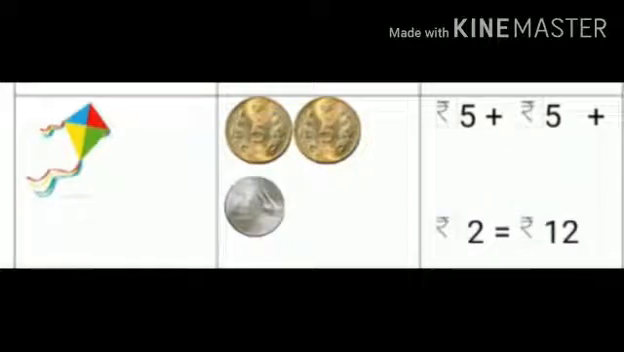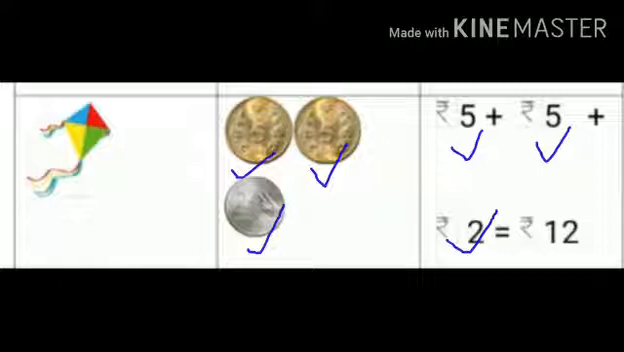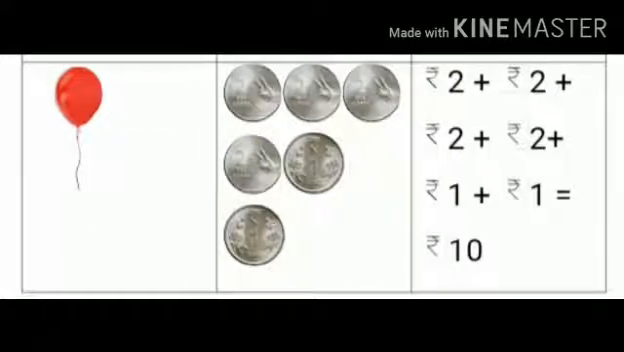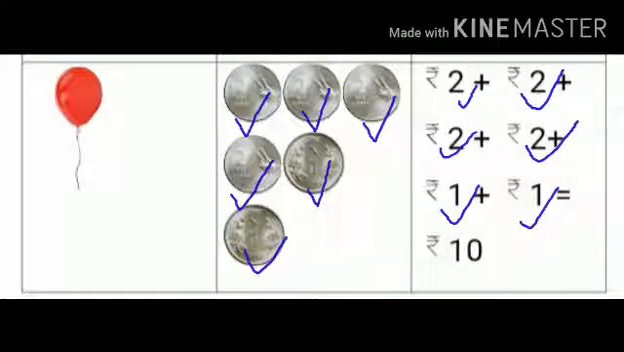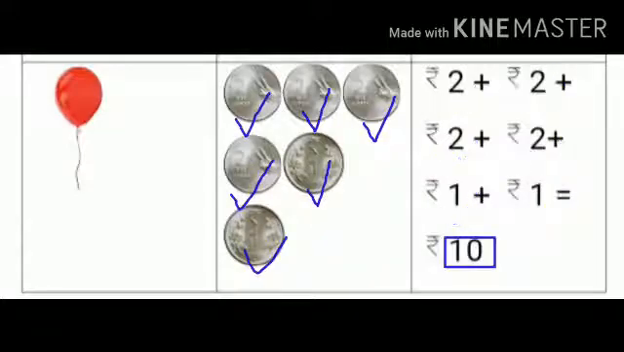Second article is a kite. 2 coins of 5 rupee and 1 coin of 2 rupee is given. 5 plus 5 plus 2 is 12. So the price is rupees 12. Next article is a balloon. 4 coins of 2 rupee and 2 coins of 1 rupee is given. 2 plus 2 plus 2 plus 2 plus 1 is 10. So the price is rupees 10.